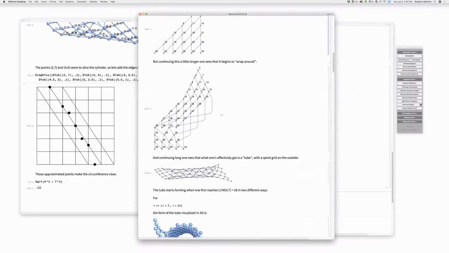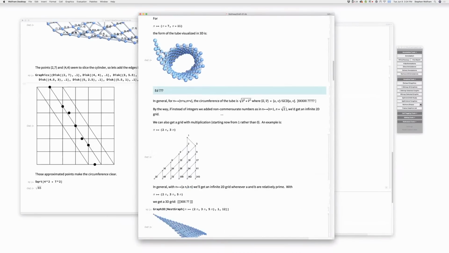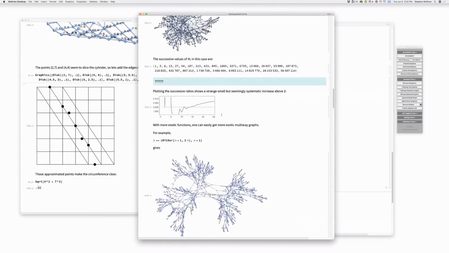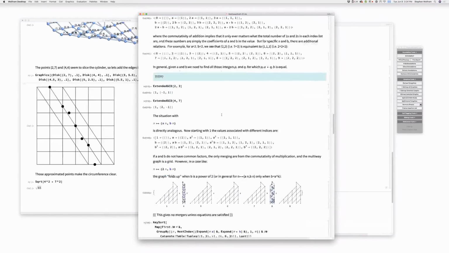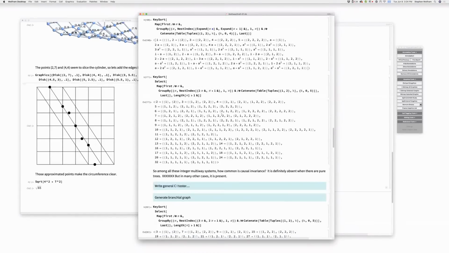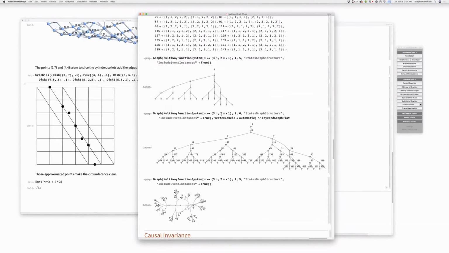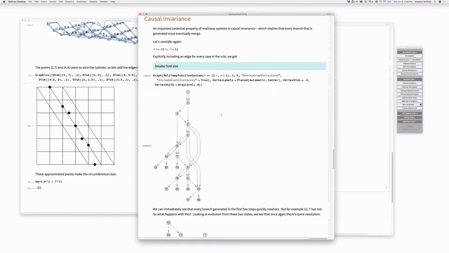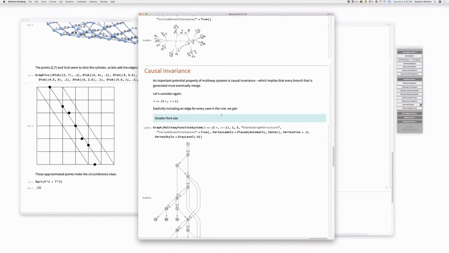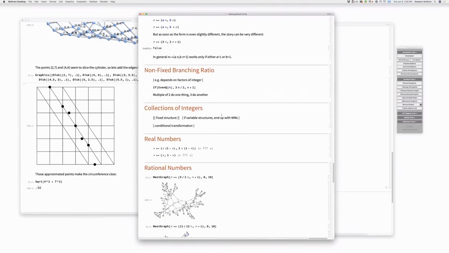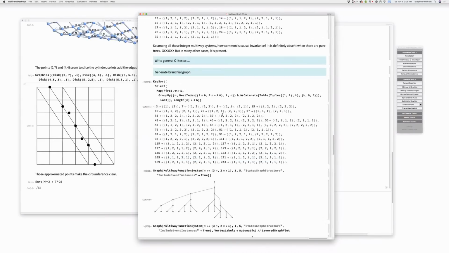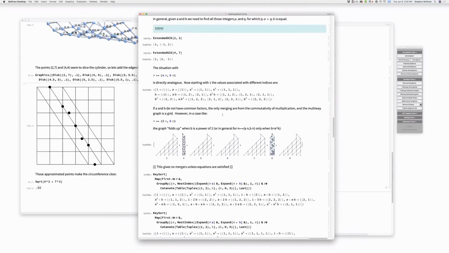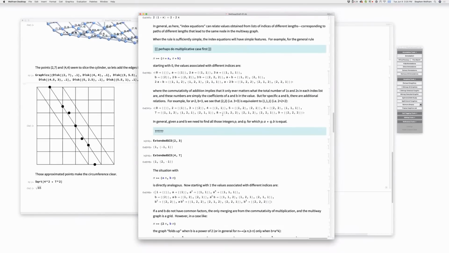Let me show you something. And we're going to talk about causal invariance. We're going to talk about the continuum analog of causal invariance in a little while here. Okay, but what I had figured out, where did I put this? Help. Oh, it must be up here. Okay, here we go. All right.